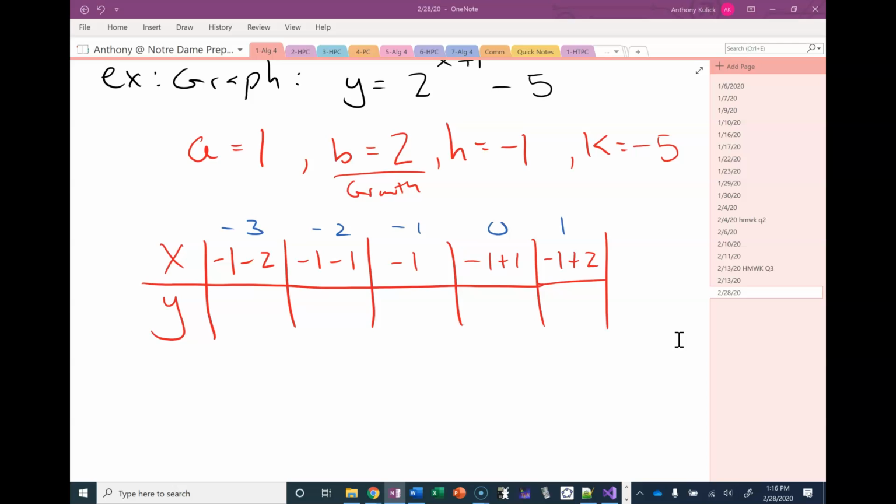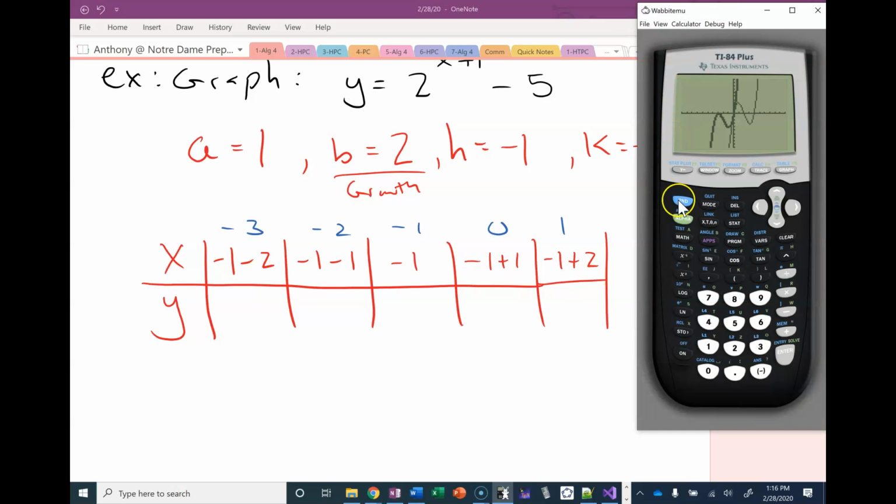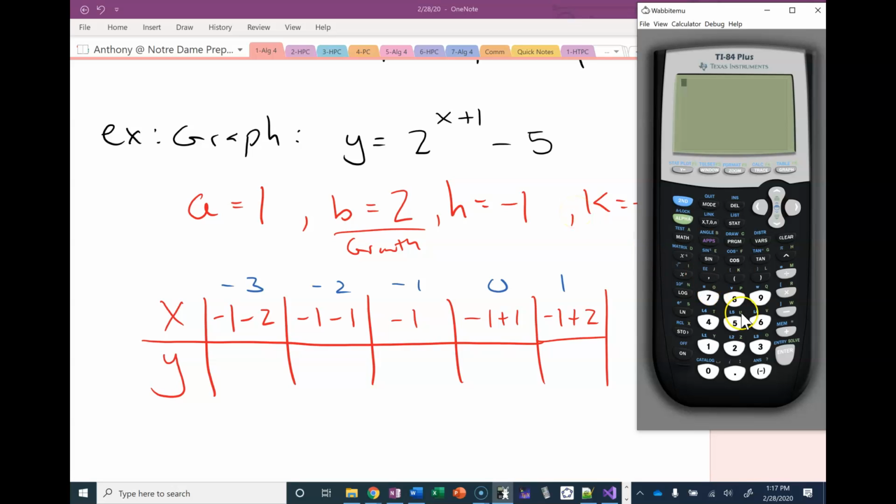How do you suppose I'm going to find these y values now? I'm just going to plug them into my calculator, right? So 2 to the negative 3 plus 1, and then minus 5. So my first y coordinate's negative 4.75. And then negative 4.5.